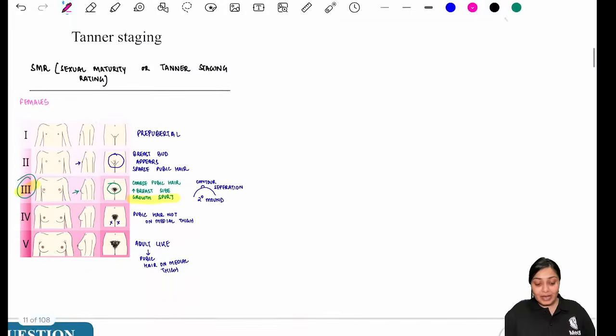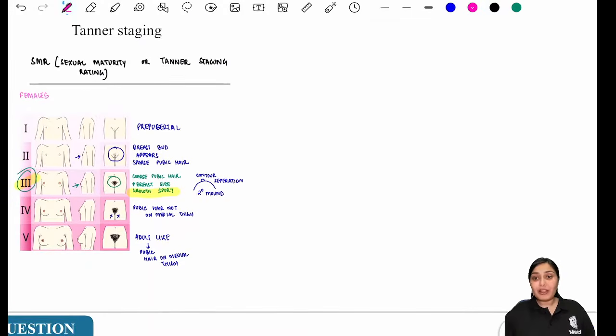Now let's understand Tanner staging in females. 1 and 5 would be the same, 1 is prepubertal, 5 would be adult-like. Firstly, in stage 2, what happens? Breast bud is going to appear and you are going to appreciate very sparse pubic hair. In stage 3, growth spurt happens and there is an increase in the breast size and secondary mound formation, contour separation. In stage 4, it is just like the adult pattern, but no pubic hair on the medial thigh. So this is nothing but sexual maturity rating in both males and females.